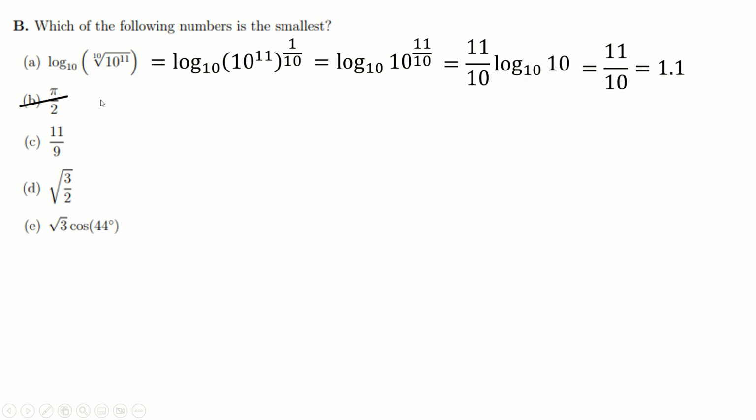For this here, we can just compare 11 tenths to 11 ninths. Of course, if you have a bigger denominator, that makes the fraction smaller. So we can cross this one out as well.